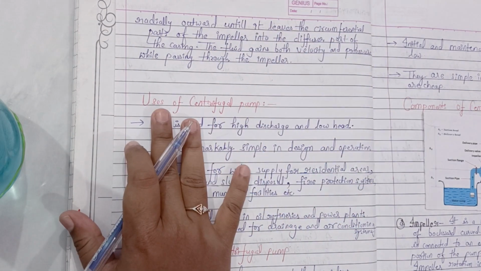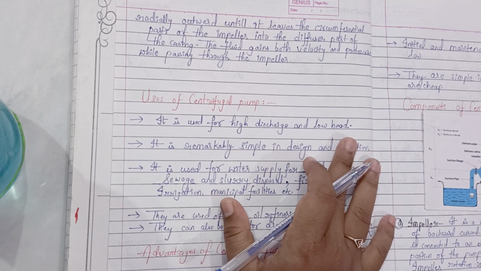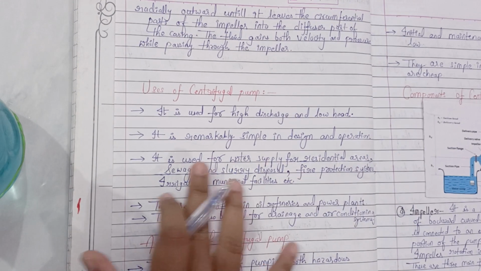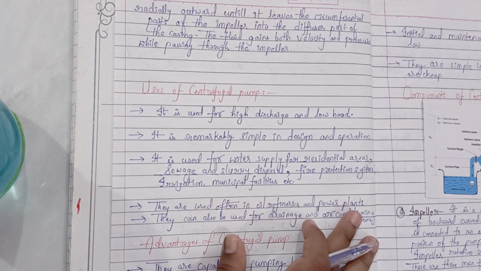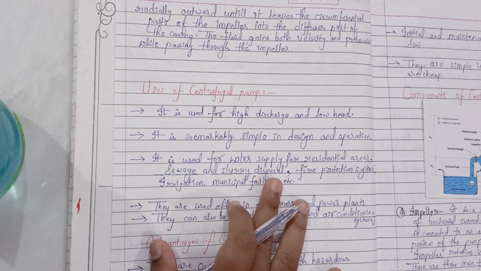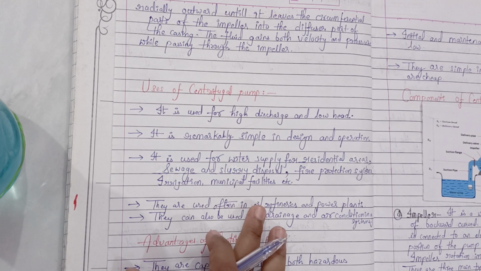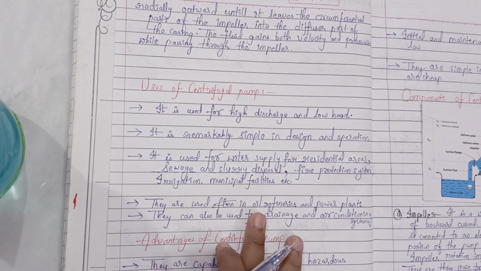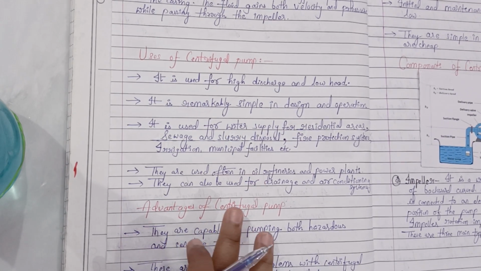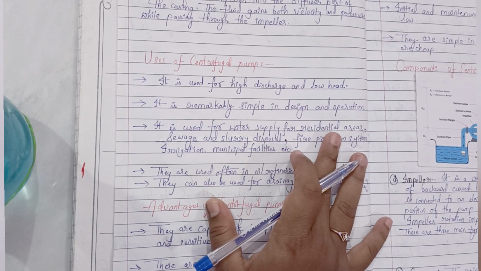Now we will see the uses of centrifugal pump. First, it is used for high discharge and low head. Second, it is remarkably simple in design and operation. It is used for various operations like water supply for residential areas, sewage and slurry disposal, fire protection systems, irrigation, for municipal facilities, etc. They are used often in oil refineries and power plants also. They can also be used for drainage and air conditioning systems. So these are the uses of centrifugal pump.